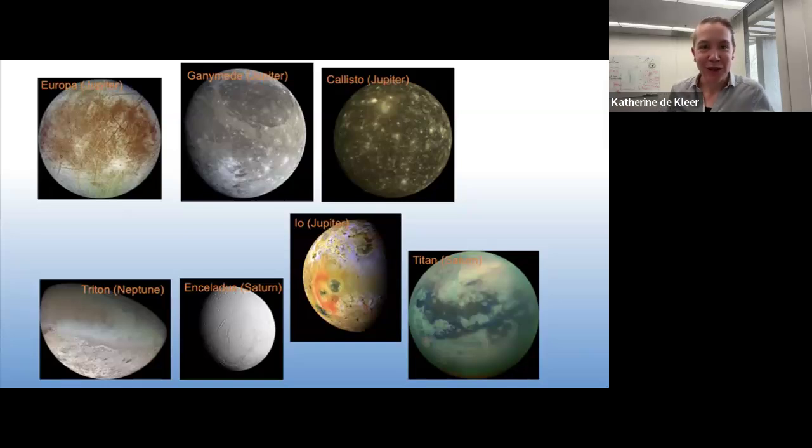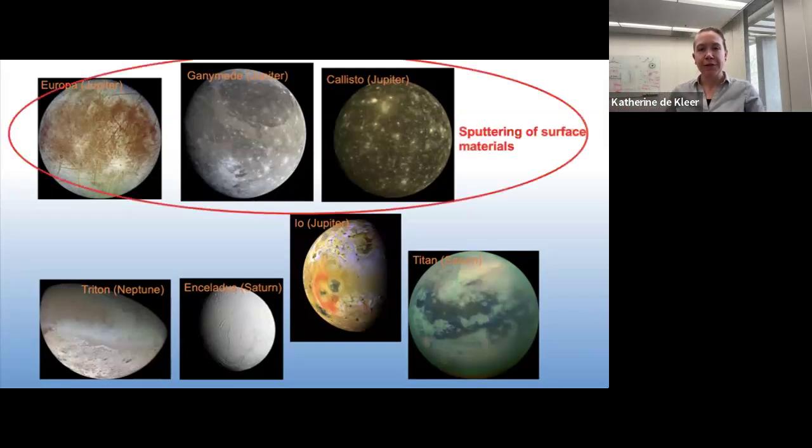So I may use those terms interchangeably, but most of these objects, with the exception of Titan, have very tenuous atmospheres, and in some cases, they are exospheres. So what is producing these in real time that allows them to be there whenever we go and observe? There's three main processes at work. The first is sputtering of surface materials.